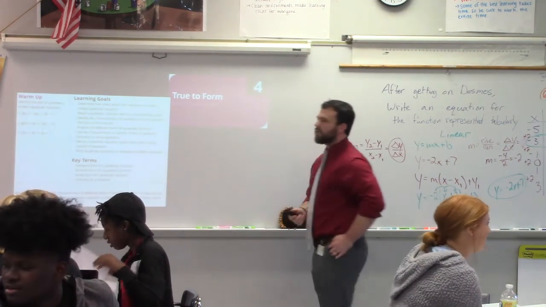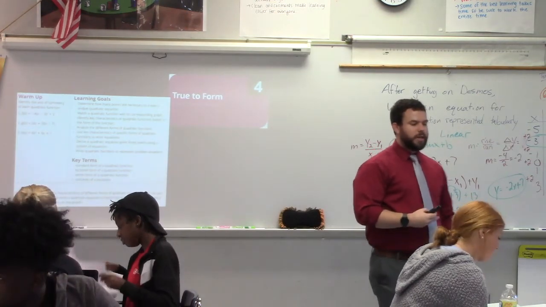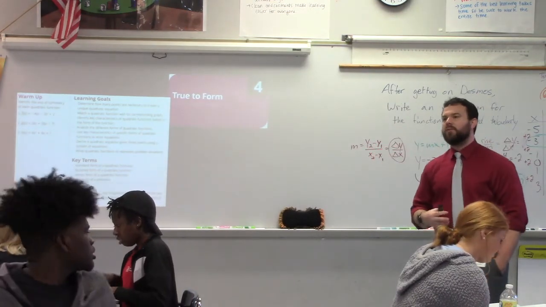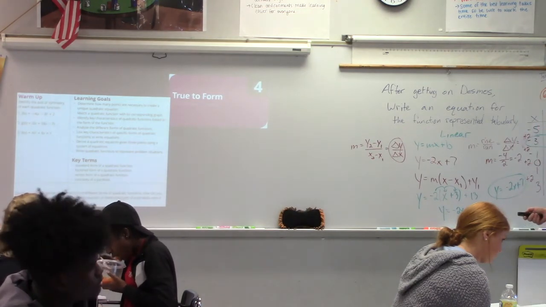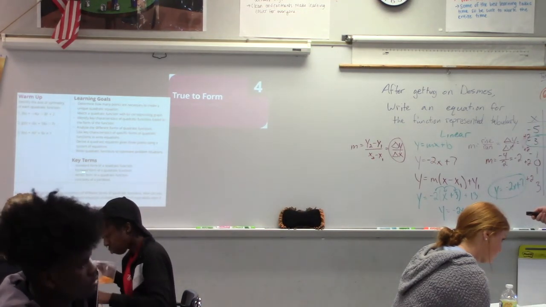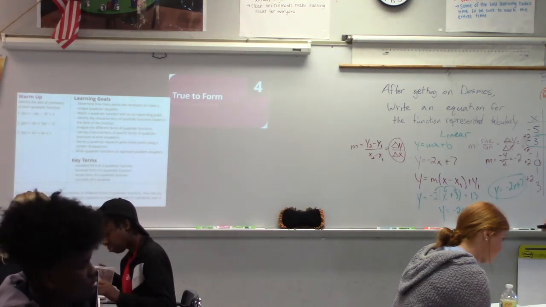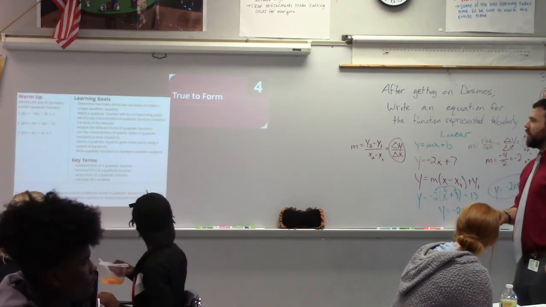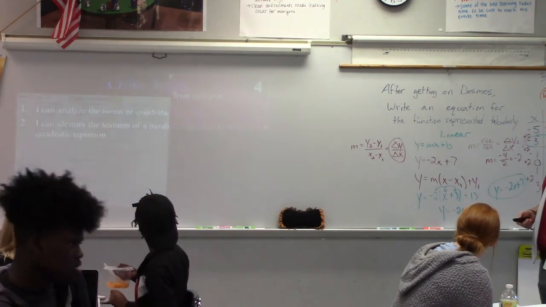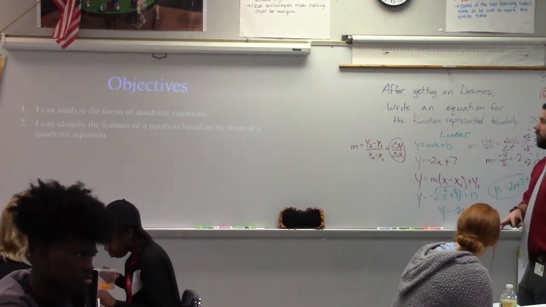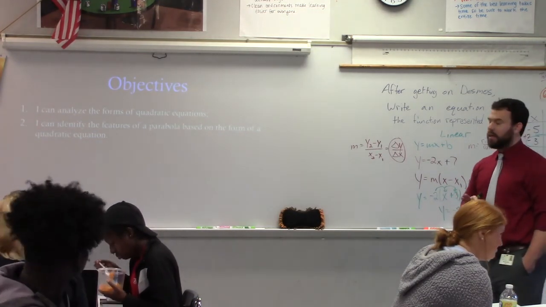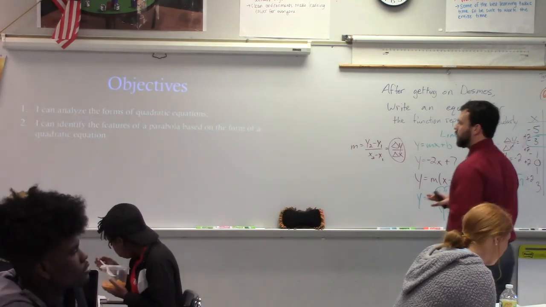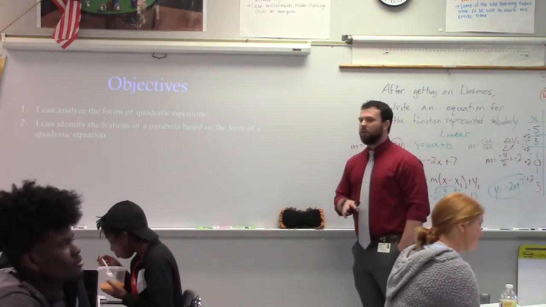Alright, so this Lesson 4 is called True to Form, and it's all about forms of quadratic functions. And so notice we've got our key terms: standard form of a quadratic, factored form of a quadratic, vertex form, and concavity. And so we have these learning goals, but really it's focused on what we've already talked about. Right now, we want to analyze the forms of quadratic equations and identify the features of a parabola based on the form of a quadratic equation.